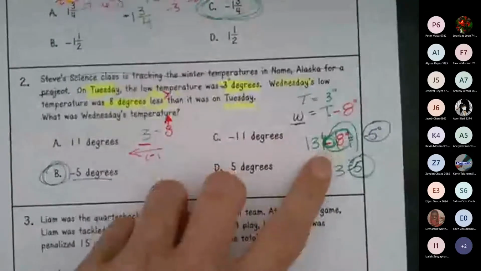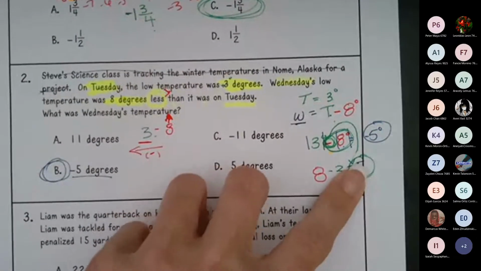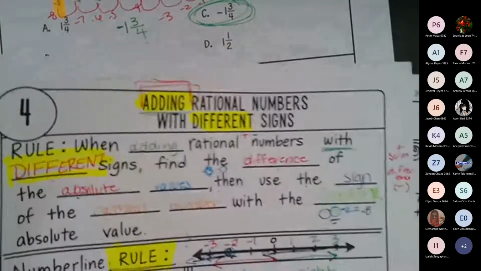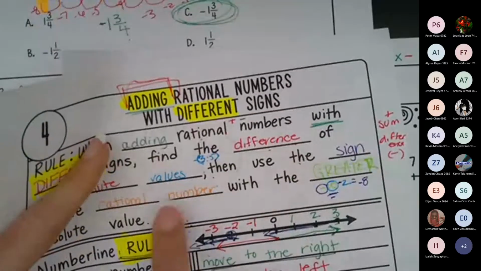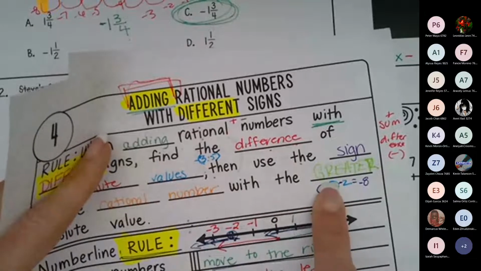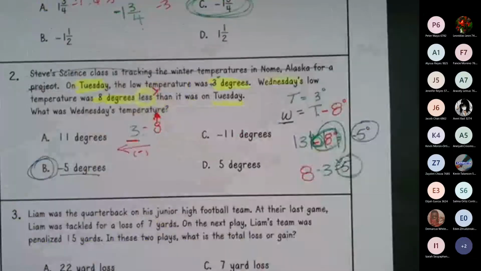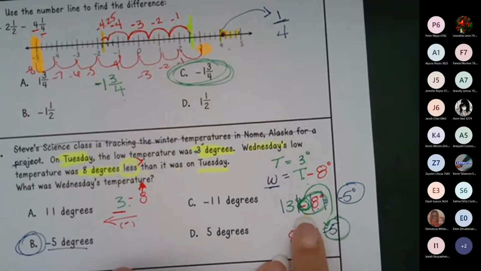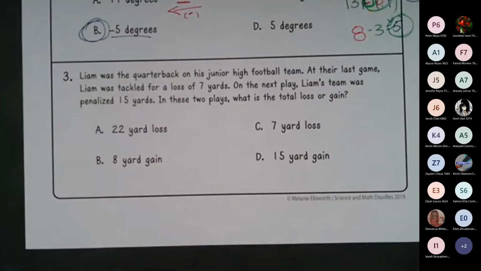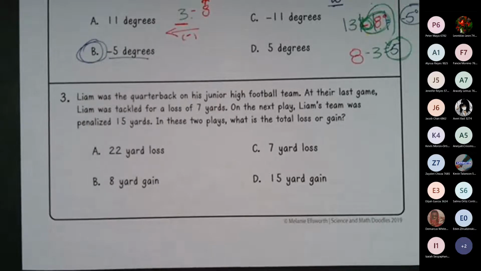So here, remember I have 3 and -8. So I used my rule of adding rational numbers with different signs, right? I found the difference of the absolute values and I used the sign of the greater value. I did here 8 minus 3, and then I took the negative sign from the subtract 8 and put it here for -5.